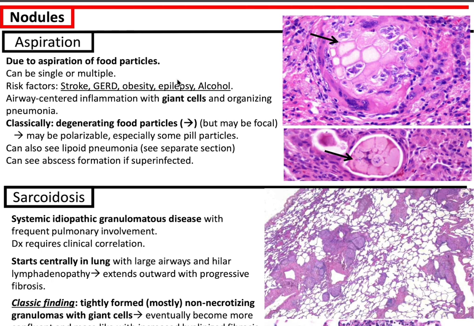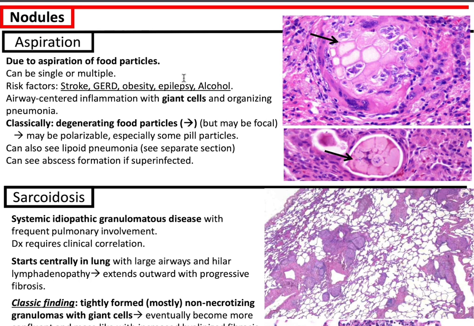Let's talk about nodules. Aspiration, that's due to aspiration of food particles. It can be single or multiple. Risk factors include stroke, GERD, obesity, epilepsy, alcohol, where your swallowing reflex is compromised.